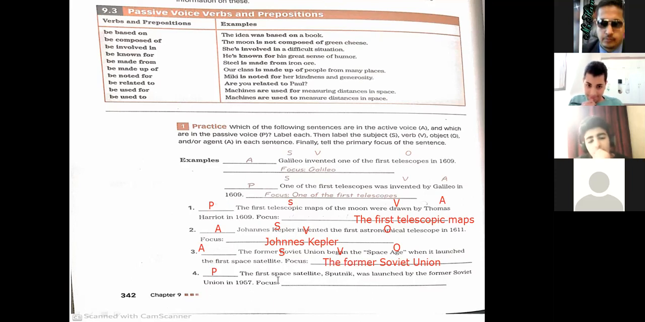Where's the subject? The subject is Sputnik. Was launched is the verb. And the former Soviet Union is the agent, after by. The focus of the sentence is the first space satellite. Well done, Muhammad Hatem. Thanks so much, Muhammad.